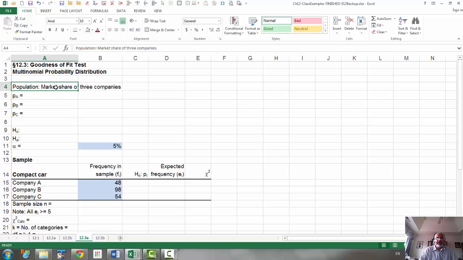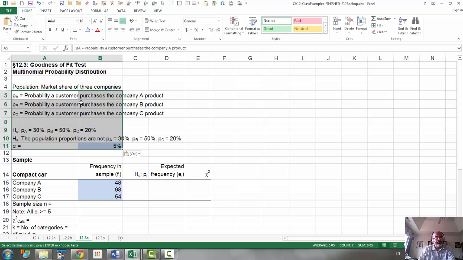So population here is market share of the three company products. Now P sub A, P sub B and P sub C are the market share for the product of company A, company B and company C, and the null and the alternative hypothesis are the probabilities themselves. Okay, and the given probabilities are 30%, 50% and 20%. And we are saying alternative is it's not the same as the null hypothesis, and we want to test it at 5%. And these are the observed frequencies for the three companies.